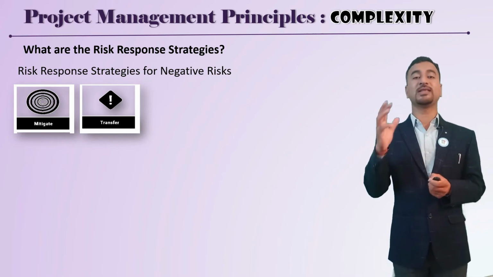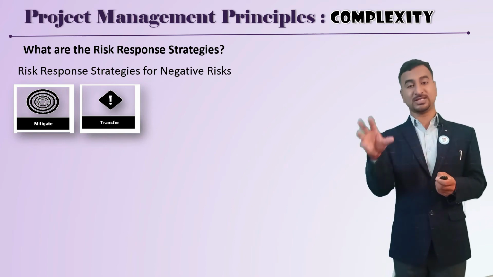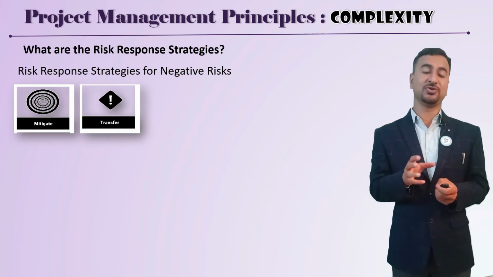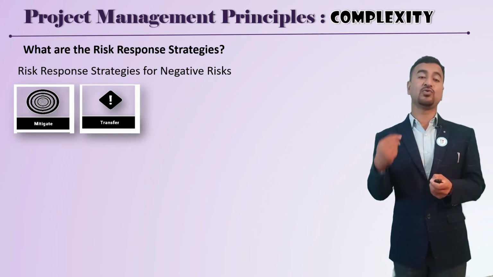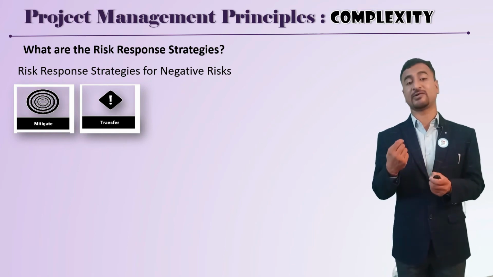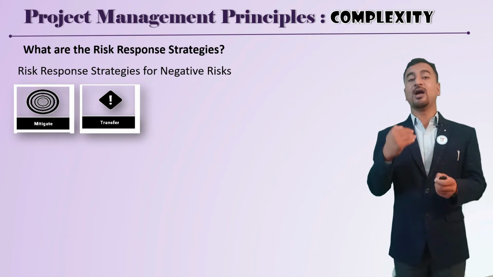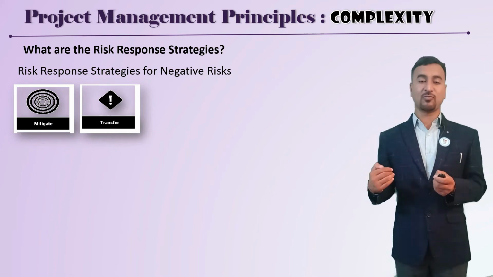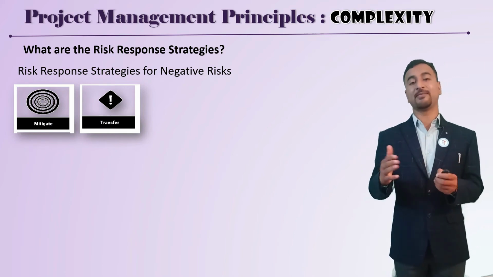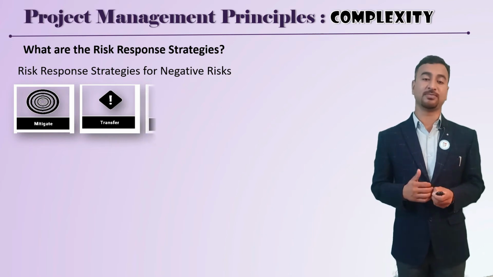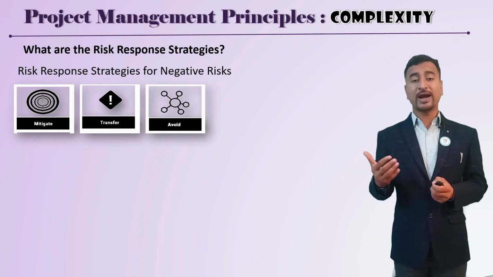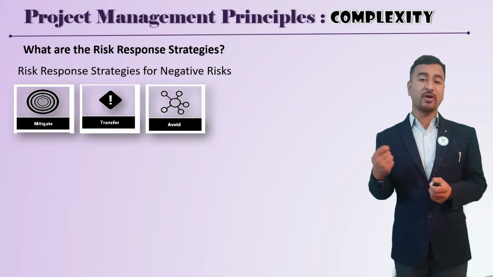If something goes wrong, then this is the liability you are transferring to some other agency, the insurance company. And the second way to deal with this transfer: you have a back-to-back contract signed with your subcontractor. So whatever happens, you can transfer that risk to the subcontractor. Then finally, trying to avoid that risk.